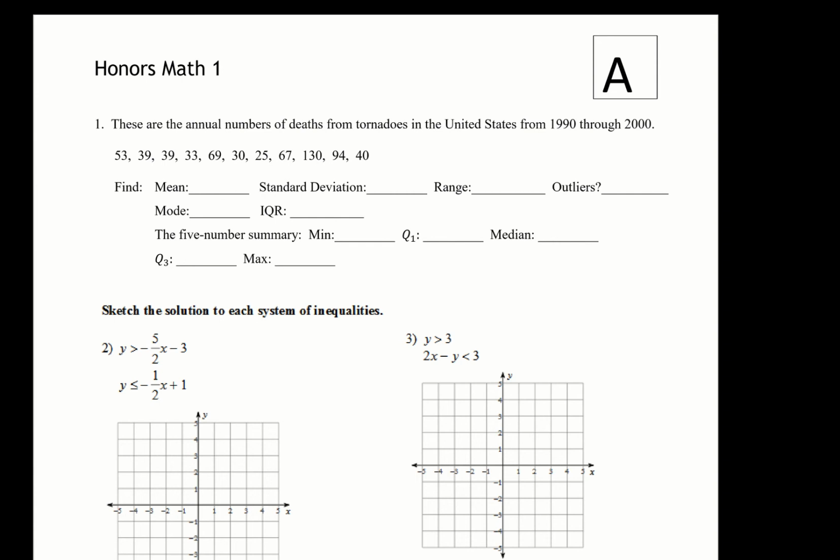First question says, these are the annual numbers of deaths from tornadoes in the United States from 1990 through the year 2000. If you include both of those endpoints, there are 11 years and 11 data values. It's asking me to hunt down a bunch of statistics, like the mean, a measure of central tendency, the median, a measure of central tendency, and then the standard deviation and the interquartile range, which both help me describe the spread of the distribution, and then the 5-number summary.